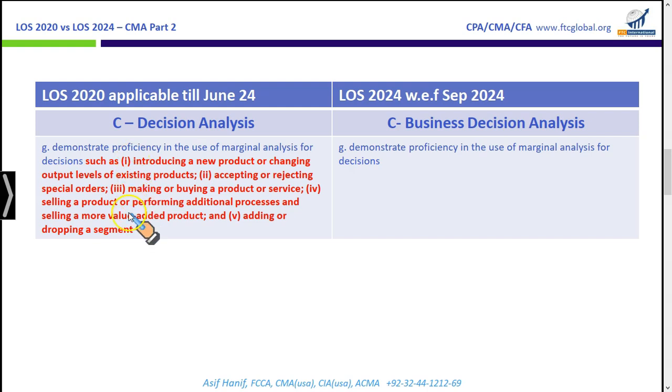And what they have done, they have removed this. So what the LOS was: demonstrate proficiency in the use of marginal analysis for decisions such as introducing a new product or changing output levels of existing product, accepting or rejecting special orders, making or buying a product or service, selling a product or performing additional processes, and selling a more value-added product or adding or dropping a segment. So what they have done, they have removed this. Demonstrate proficiency in the use of margin analysis for decisions, and clearly if they have removed, they are supposed to be a part of margin analysis. This is no change because explicitly these were required under margin analysis. They are still required. So there's no change in this.